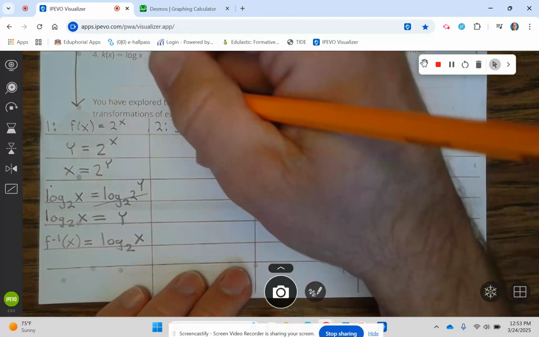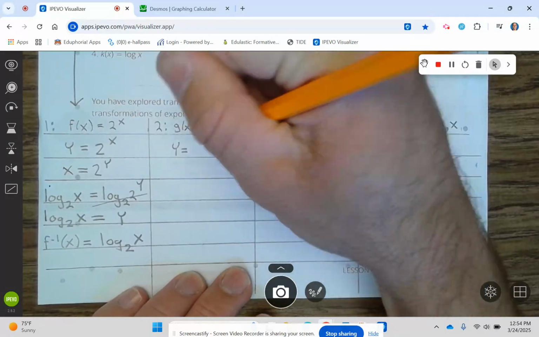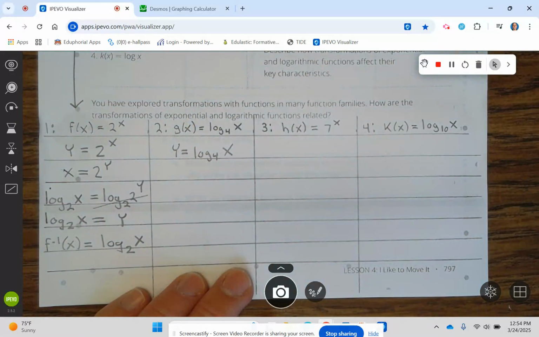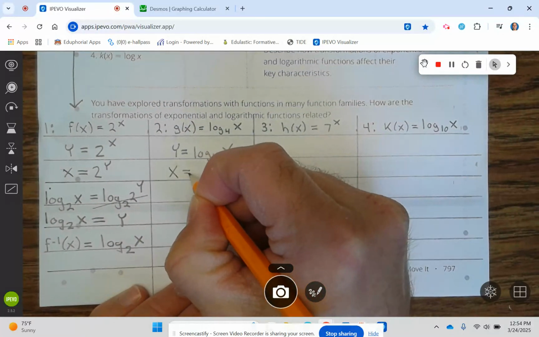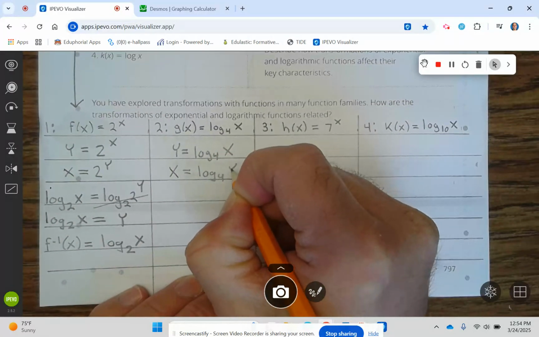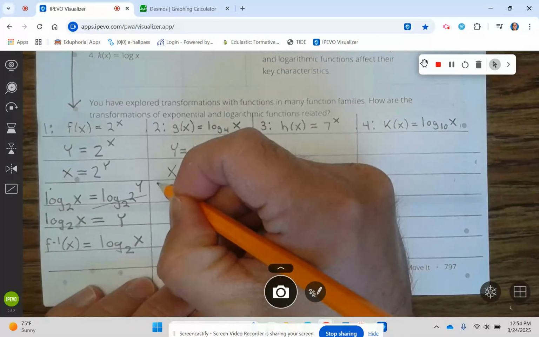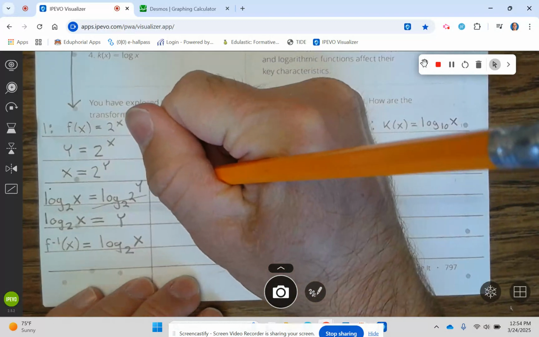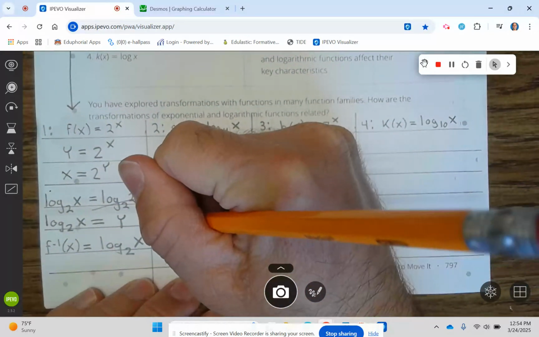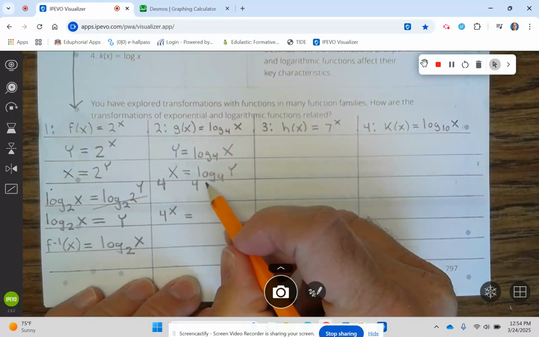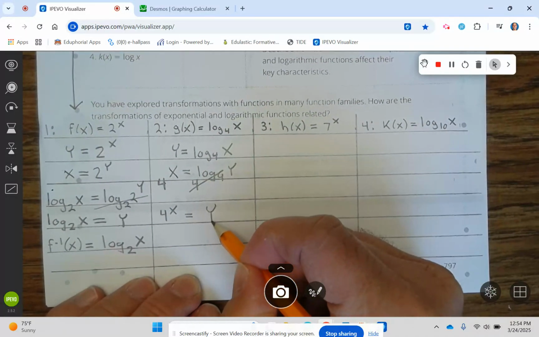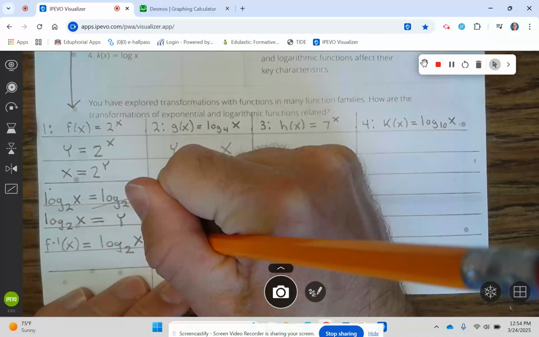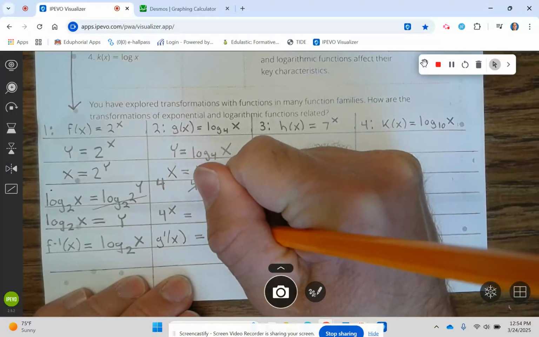All right, number 2. First step, change g of x to y. So y equals log base 4 of x. Then switch the x and y. So x equals log base 4 of y. We're going to raise both sides by 4. So we have 4 to the x. 4 to log base 4 cancels, equals y. So g inverse of x equals 4 to the x.